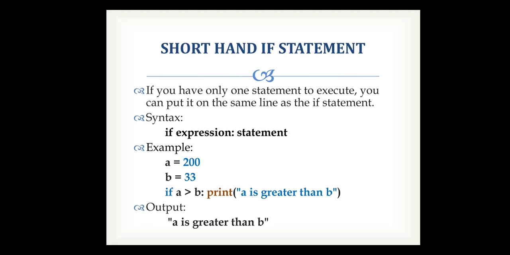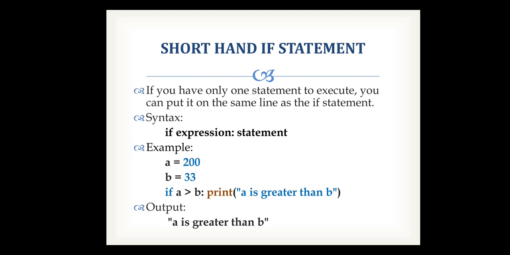Next is the shorthand if statement. We have already seen that this is similar to the single suite statement. If you have only one statement to execute, you can put it on the same line as the if statement. You just have to use a colon to specify your statement with the expression. For example, a is equal to 200, b is equal to 32.